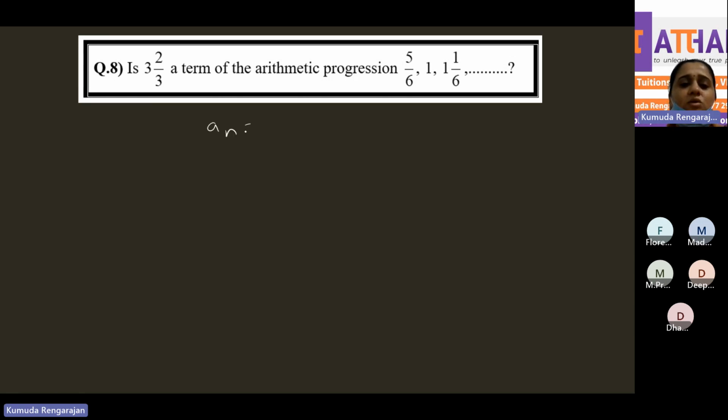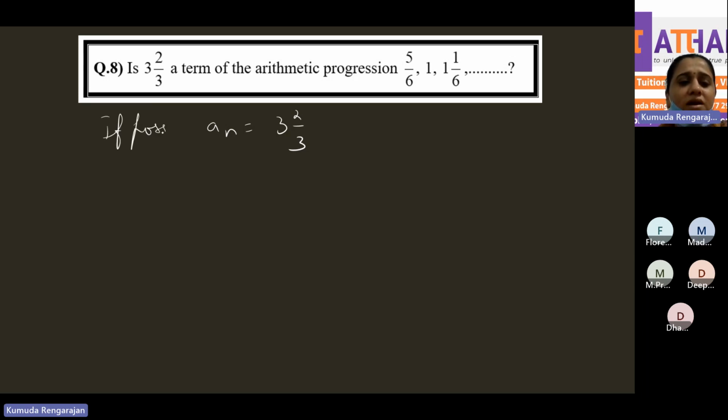let's assume that a_n is equal to 2 by 3. Let's just assume, we don't know. When can you say a_n is equal to 2 by 3? Yeah, when you know it is a part of the AP and you have to find which term of the AP it is. Here the question is, is it a term? So you don't know. So if possible, you can start like that.